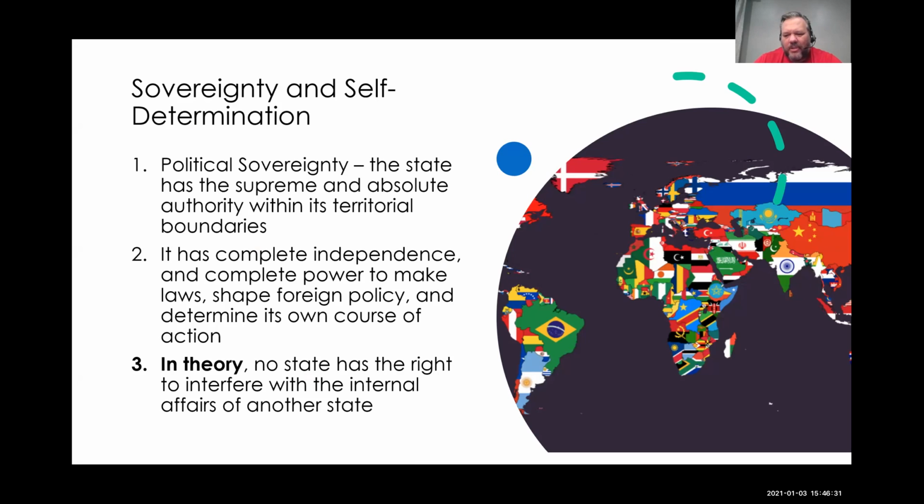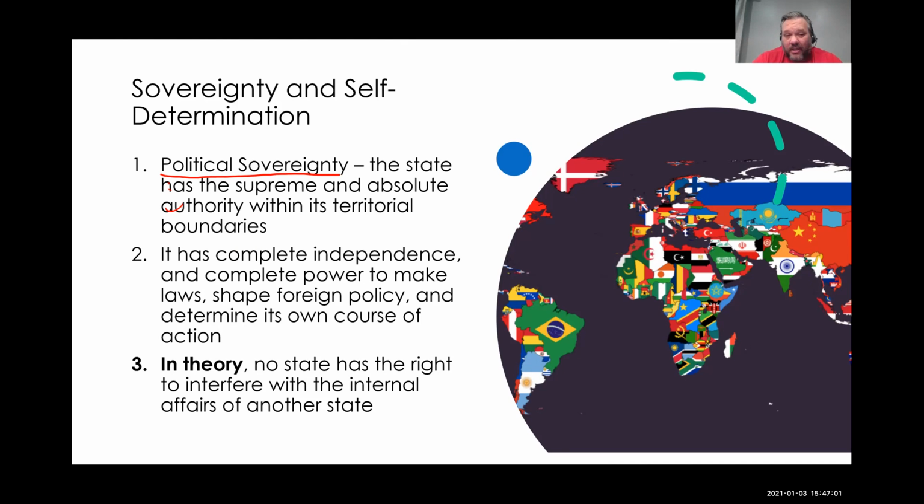So when we talk about political sovereignty, that is the idea that a country can control its own destiny. Nobody else can influence them and tell them what to do. If you look at the United States, can another country legally tell us what to do? The answer is no. If you look at Mexico, can another country tell them what to do legally? The answer is no. And so that's what we mean by political sovereignty.